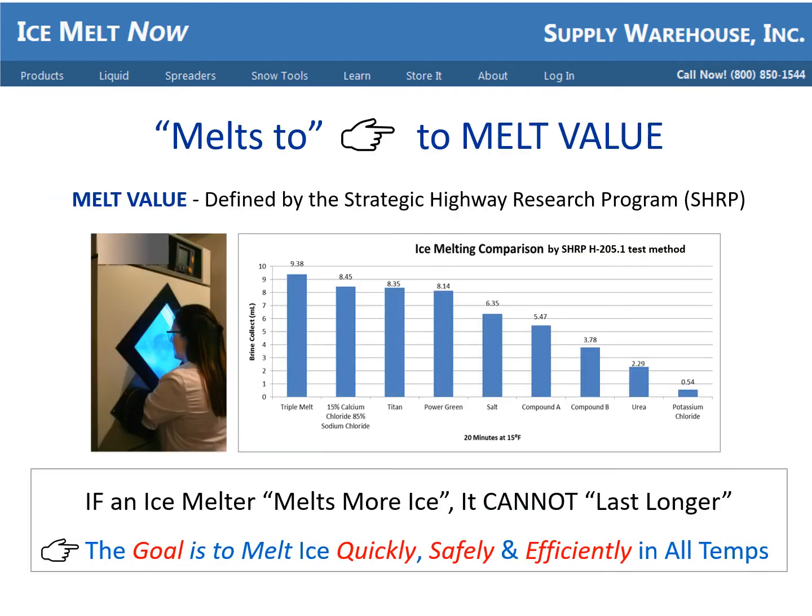Melt temperature numbers are make-believe. They are not based on anything scientific. Lab tests find them to be false. We go by SHRP melt value numbers from the Strategic Highway Research Program test method.